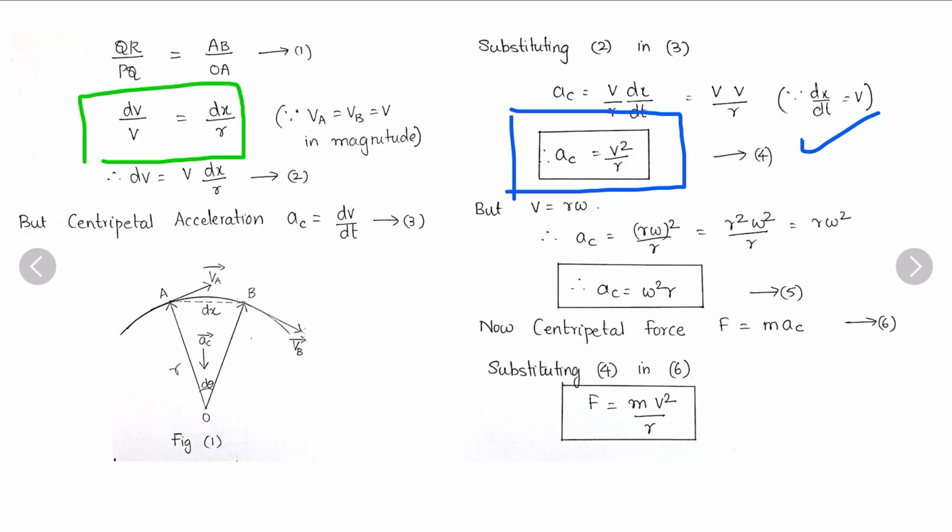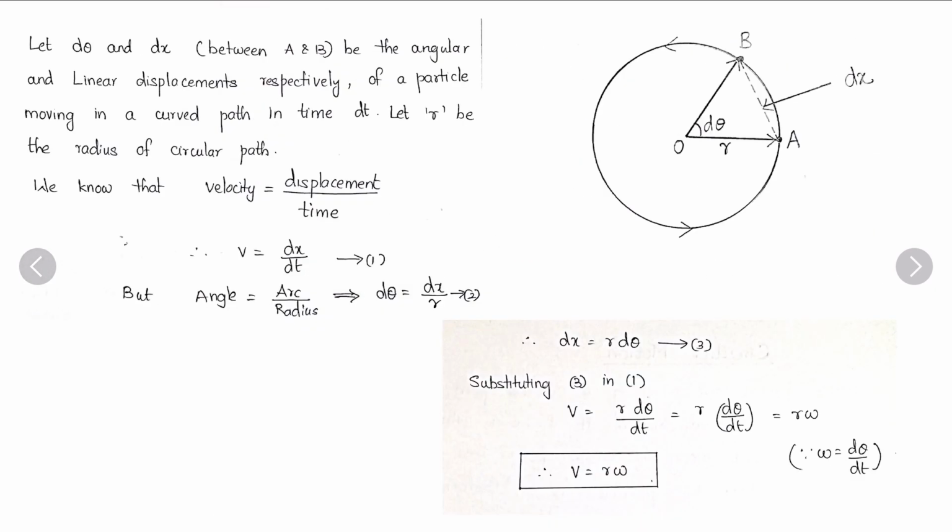And we will also take another formula, which will be useful for our numericals. We all know the relationship V is equal to R omega. This we have derived just now. So let's use it.